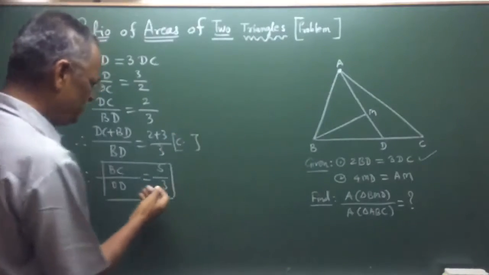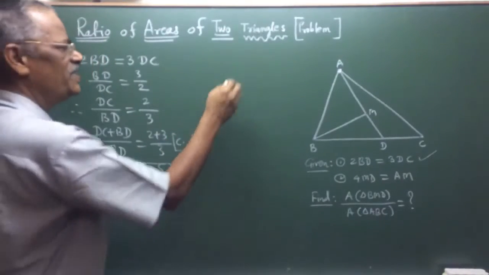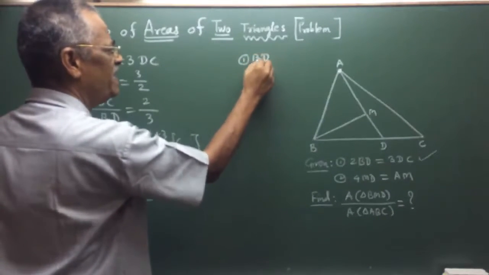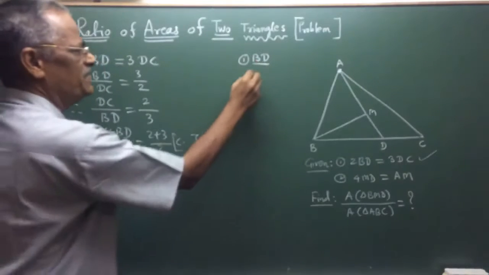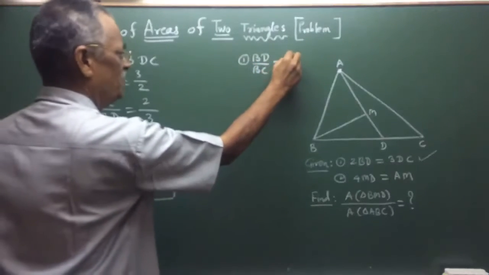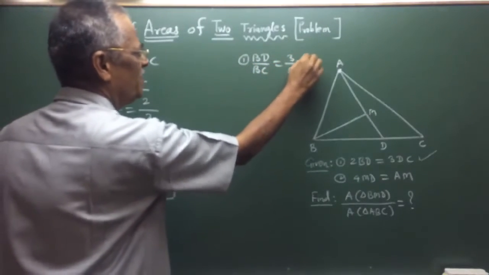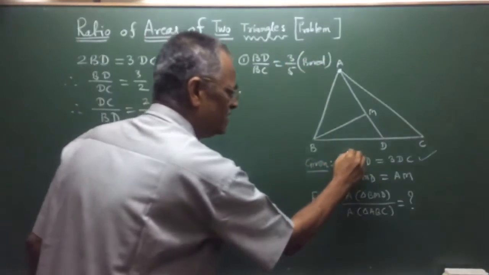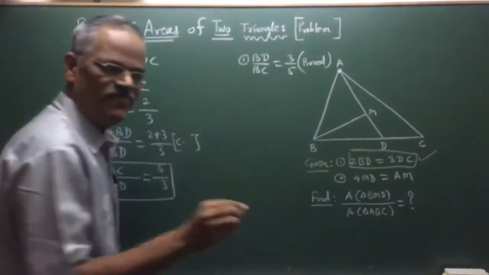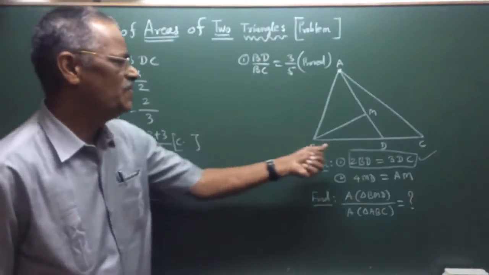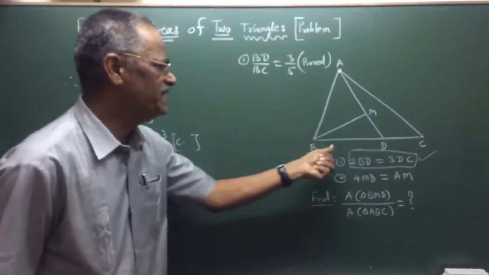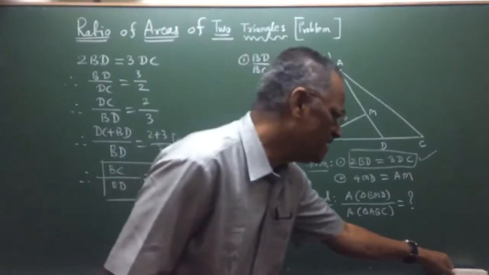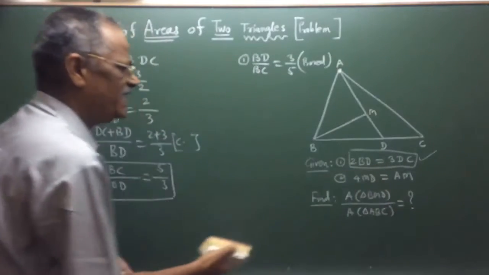You can use invertendo also. What is proved here? BD upon BC is equal to 3 upon 5. It is proved by using this part. We find the ratio of BD and BC.